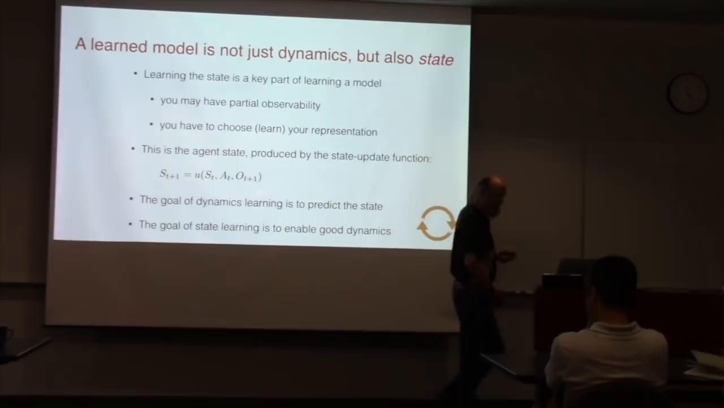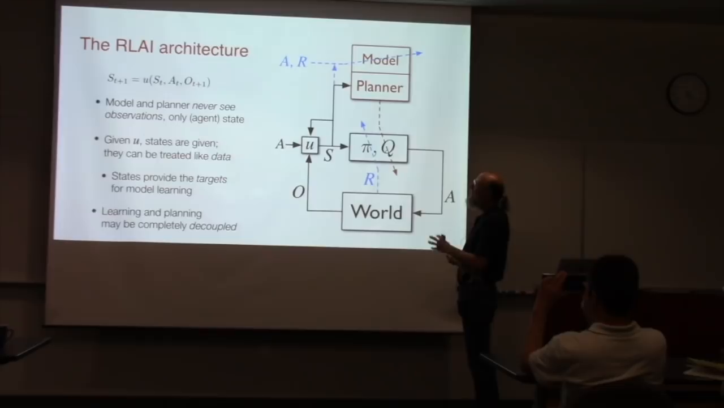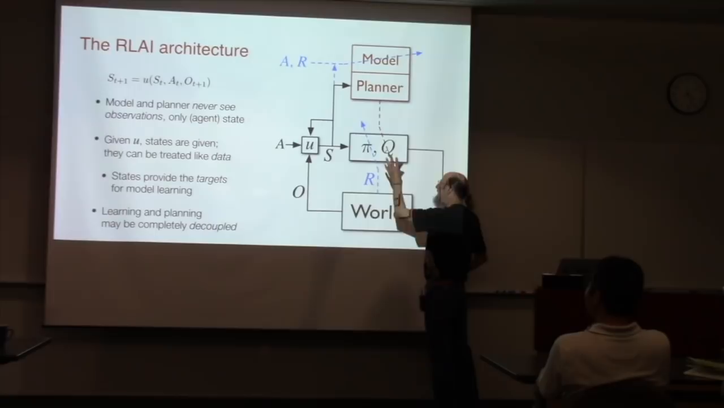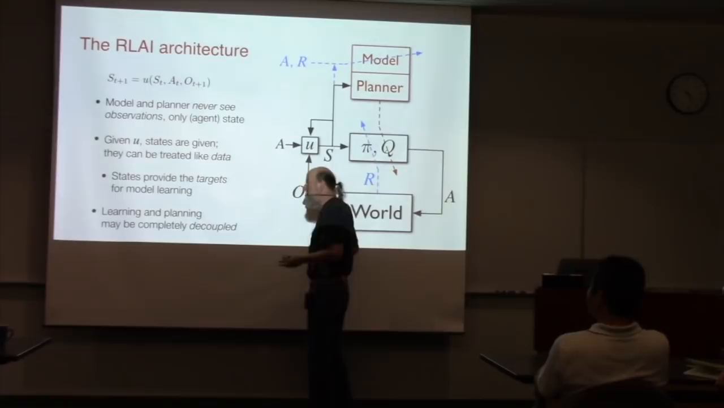Okay, now this talk is all these words. I had to put in a slide. This is my one picture, okay? So enjoy it. The picture is of the overall architecture. We have the world that we're interacting with, and then we have our policy and our value function that helps us pick our actions, and the world generates observations. And then there's this box we don't often see. That's the U box. That's the state update.